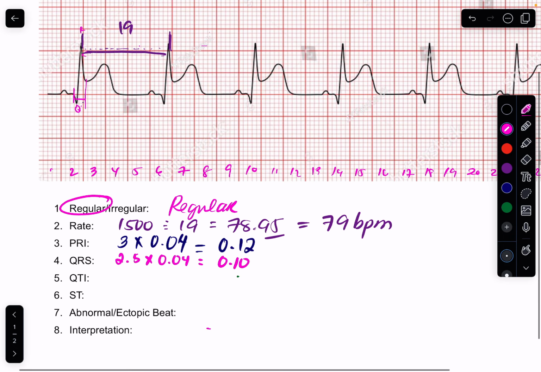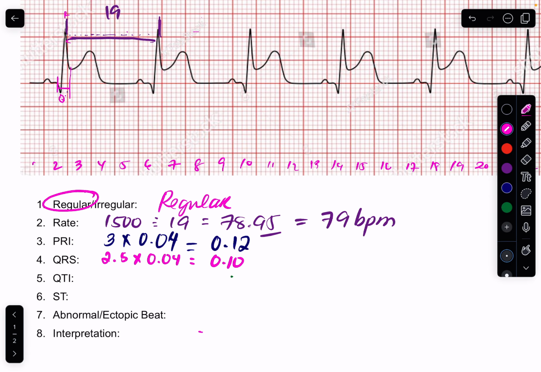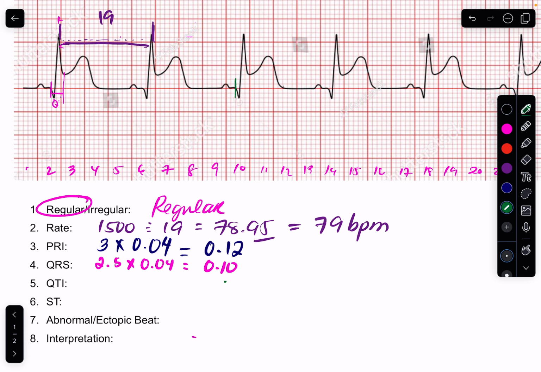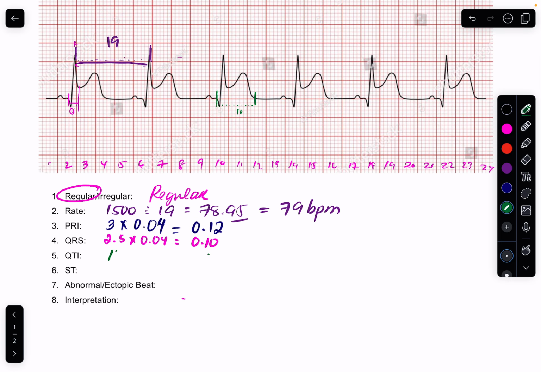Now it's time to measure my QTI. Let me just find a better one here. I like to use the complexes that are a little bit more right there in the line, so it's easier to measure. So looking at this, I can use this for my QTI. So again, we're going to measure the QTI by measuring the beginning of the QRS, so this one right here, to the end of my T wave. So from here, right? And so I'm going to count the boxes again. So there's 1 box, 2, 3, 4, 5, 6, 7, 8, 9, and 10. Right? There's 10 small boxes there. So my QTI would be 10 times 0.04. I have 0.40.